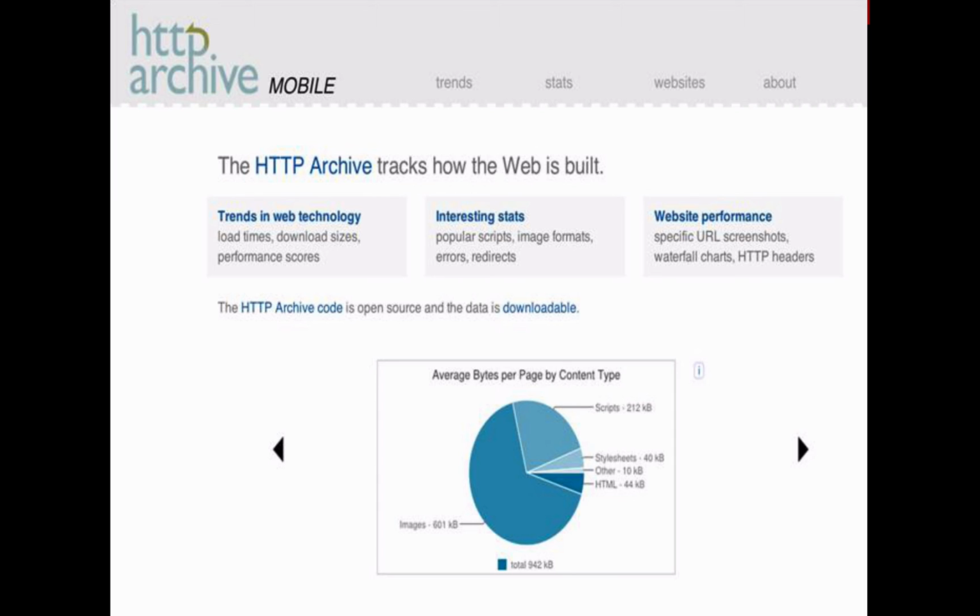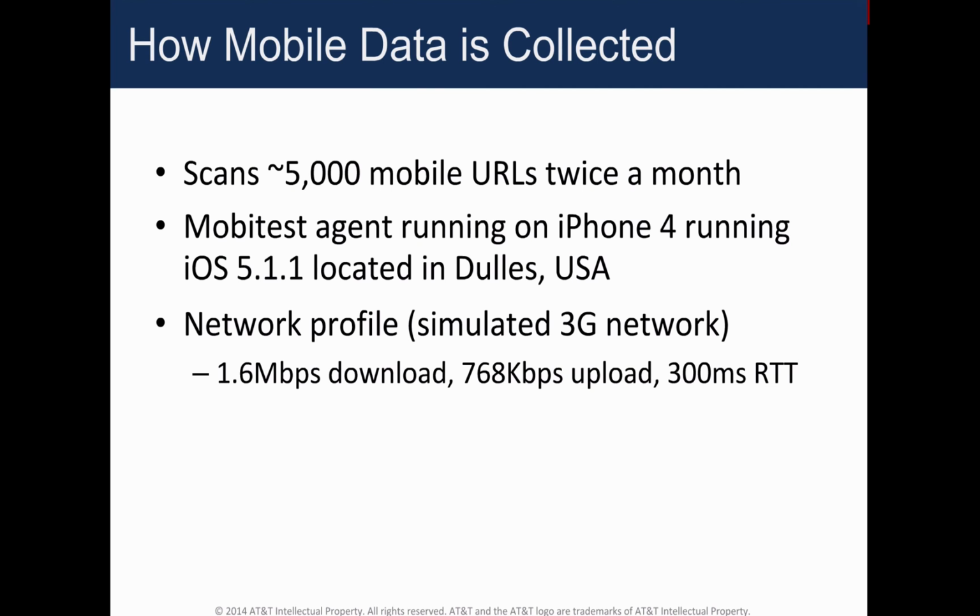What I haven't put on the slide here is, if you want to explore the data for yourself and look at the trends yourself, you go to mobile.httparchive.org, I believe, and you can see the mobile trends. So the HTTP Archive scans roughly 5,000 URLs, something like 4,700. It uses the Akamai Mobitest agent running on an iPhone that's in Dulles, Virginia, and it uses a simulated 3G network. Its download speed is 1.6 megs, its upload is 768, and it's got 300 milliseconds of latency injected to simulate the characteristics of a mobile network.